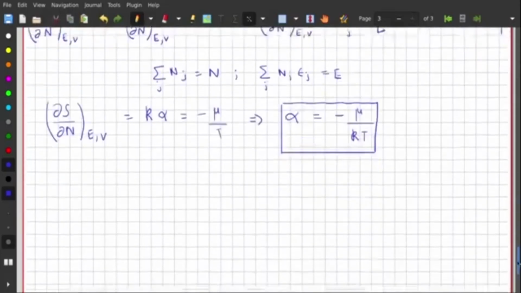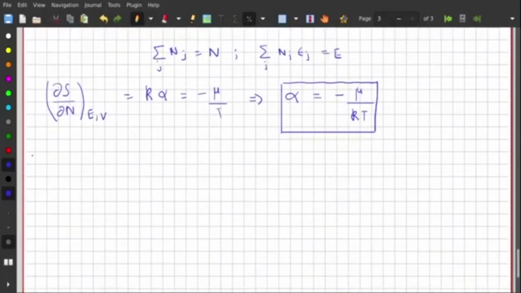So now we move on to the next part of this discussion. We now know alpha and beta, and the question is, can we find a general expression for pressure? So compute P in terms of entropy, basically.